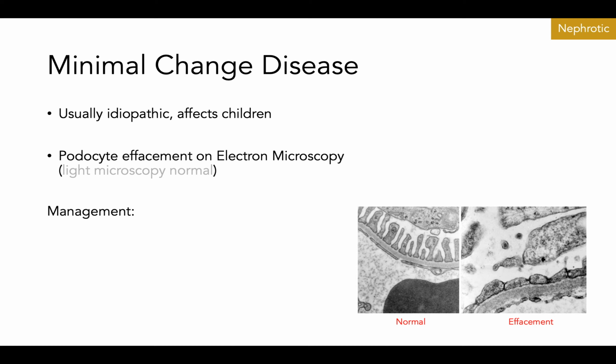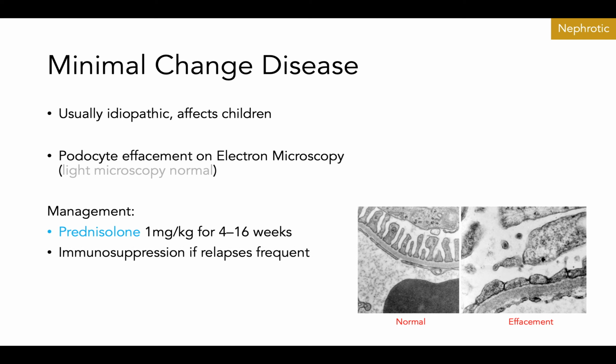This condition is easy to manage because it's highly responsive to steroid therapy. So you give high doses of prednisolone until resolution of symptoms, so up to 16 weeks, which is a long time to be on pred. However, although it's responsive, this condition is known for relapsing quite regularly. And if the relapses become too frequent for your liking or for the patient's liking, you may wish to give them immunosuppressive treatment with drugs like cyclosporin or tacrolimus, the calcineurin inhibitor.